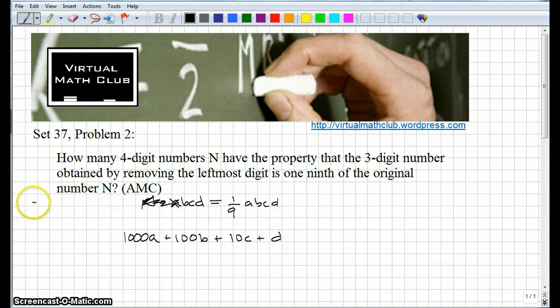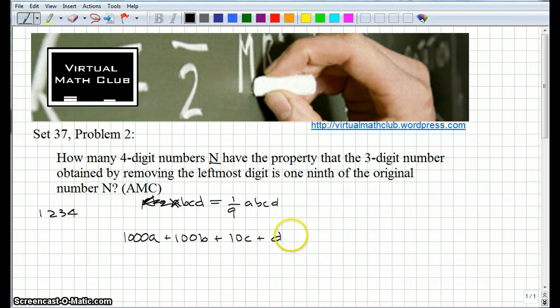Okay? So if we had the number 1, 2, 3, 4, it's equal to 1,000 plus 200 plus 30 plus 4. Alright? We don't know what the digits are, but we're just going to represent them with A, B, C, and D. So the 4-digit number n that we're looking for, we can represent this way.